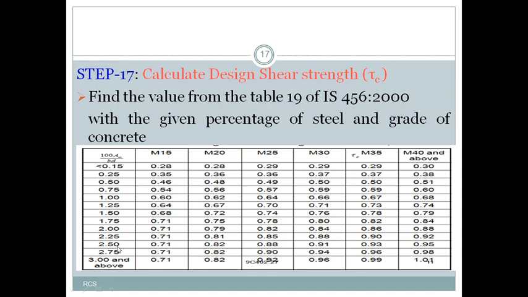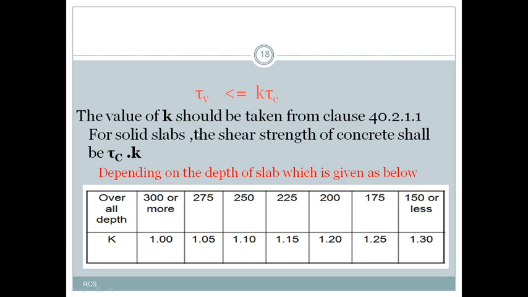After obtaining the tau c value, we have to compare this with our tau v. For the slab, this tau v must be less than or equal to k into tau c. Here k is a factor given for solid slabs for calculating the shear strength of concrete. According to clause 40.2.1.1, the k value can be calculated.